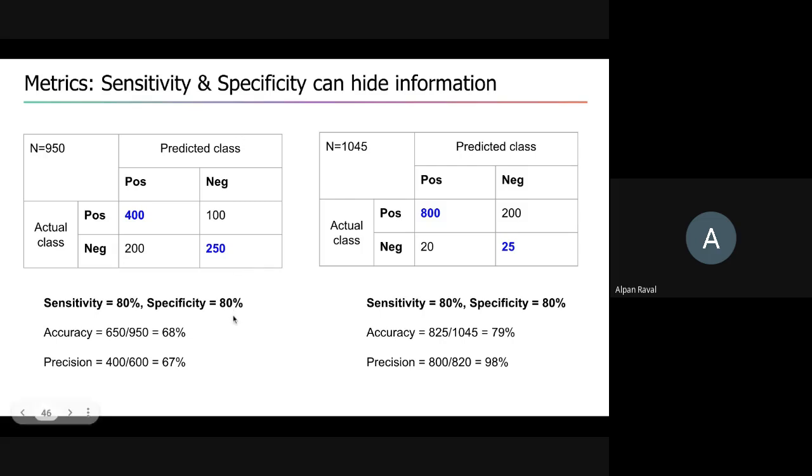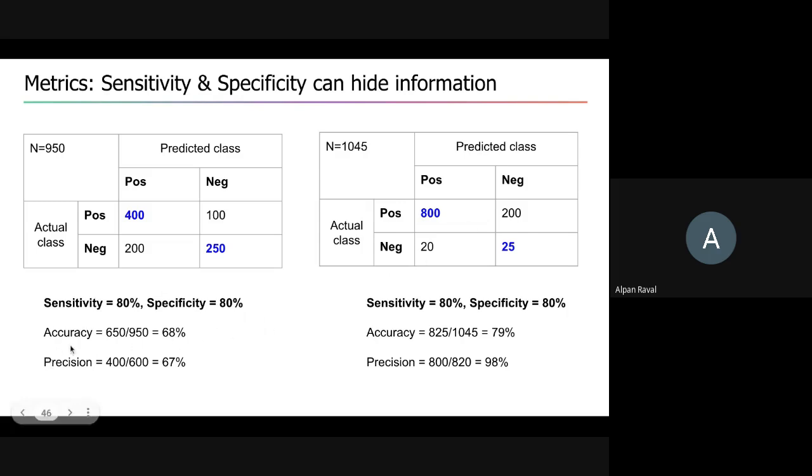Can someone do this calculation and tell me what it should be? 200 divided by 450. And that's the same as 20 divided by 45. It's like 40 something percent. 44% roughly. Yeah. So specificity in both, sorry for the typo here, specificity in both is 44%. So you see, as far as sensitivity and specificity go, both of these classifiers are equally good.